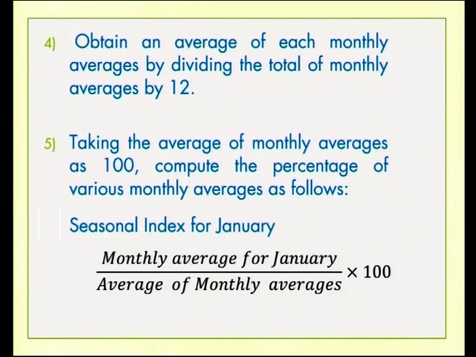Next, taking the average of monthly averages as 100, compute the percentage of various monthly averages as follows. That is the seasonal index. So, seasonal index for a particular month, January, is equal to the monthly average for January divided by the average of monthly averages into 100. Similarly, if it is expressed in quarters, then the quarterly average for the first quarter divided by the average of quarterly averages into 100. That is how the seasonal index is calculated by the method of simple averages.